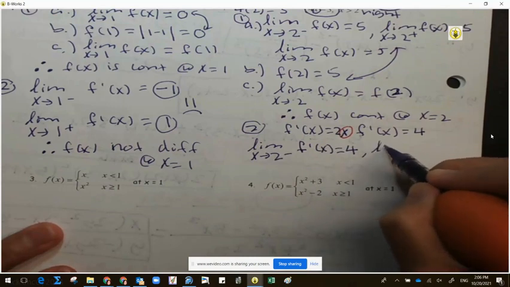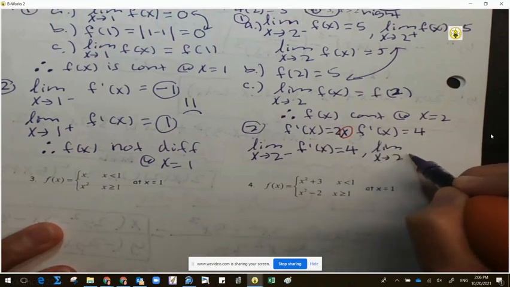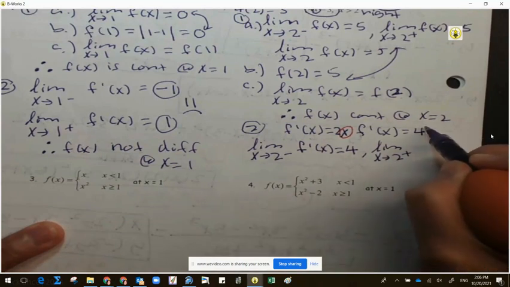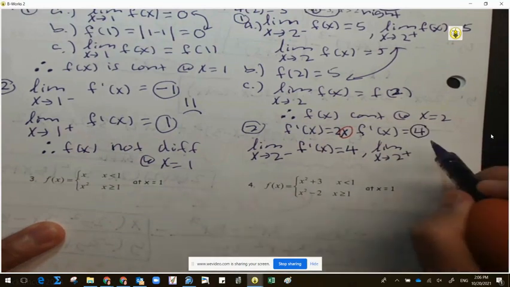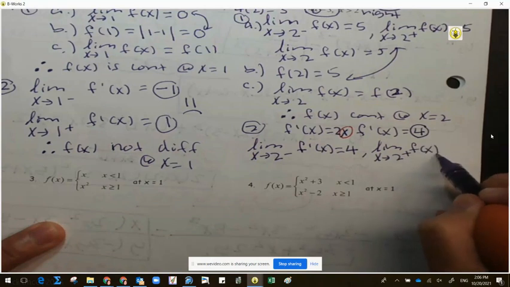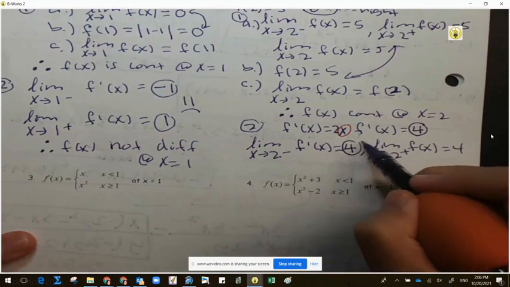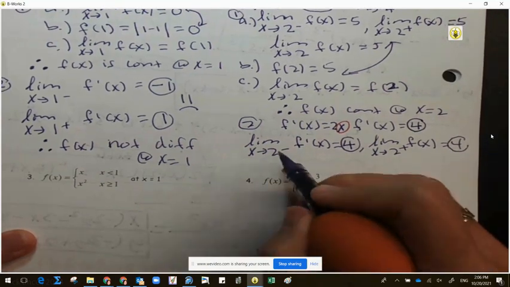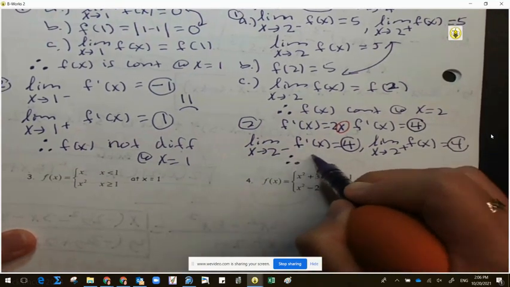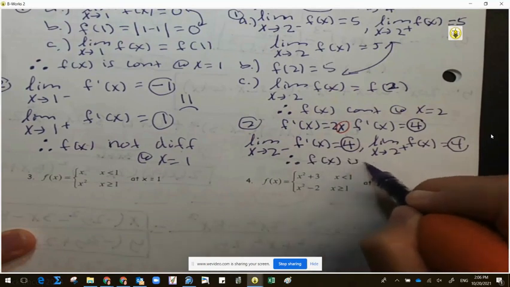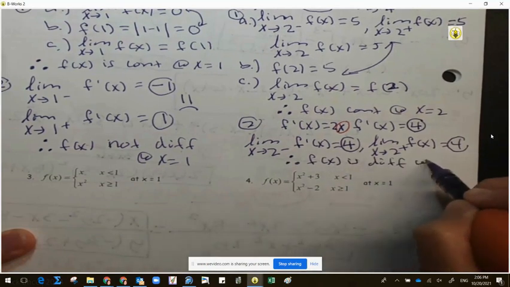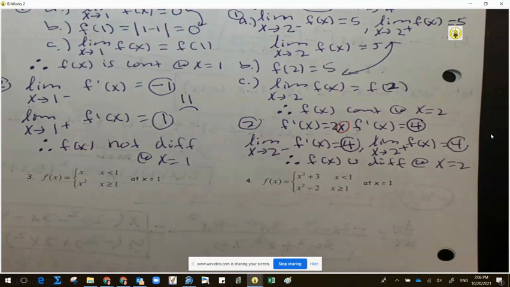Okay, and then let's do the limit as x approaches 2 from the right. Is there an x for me to plug into my second equation at all? It's just 4. If there's no x, I can't plug it in. Are they the same slope? So we know it is differentiable. So f of x is differentiable at x equals 2.